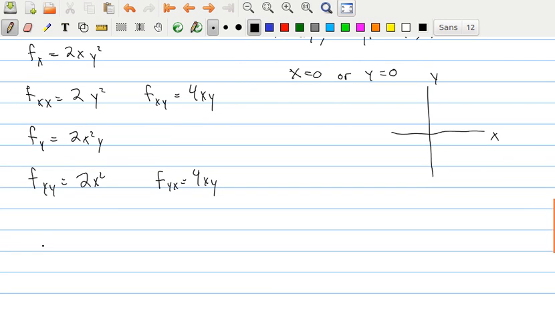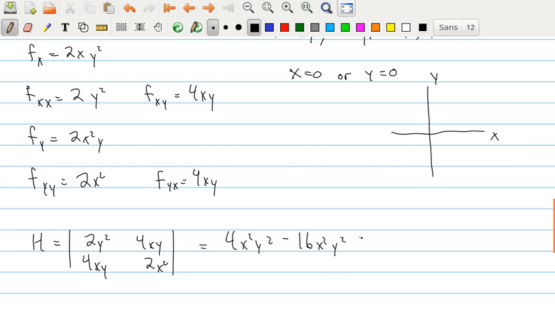Okay, so let's now form that matrix H. This is fxx, so this is 2y squared. And then the mixed partials, 4xy. And then again we have the mixed partials, 4xy, and then 2x squared. So we go through and take the determinant: along this diagonal we've got 4x squared y squared, minus, we take the other diagonal, and we've got 16x squared y squared. So we subtract these out, and this is going to give us negative 12x squared y squared.